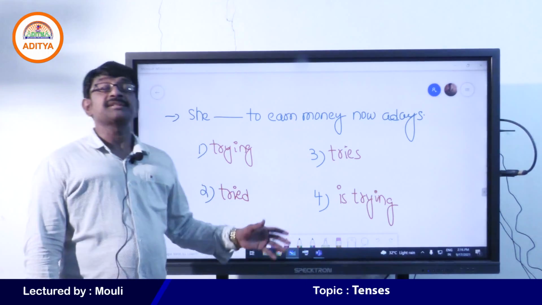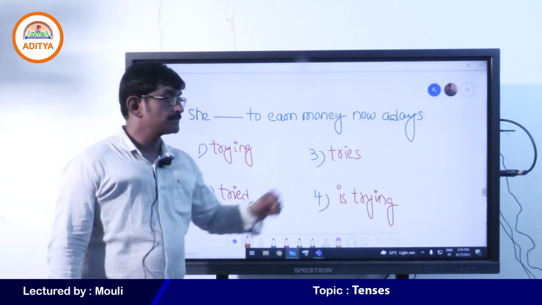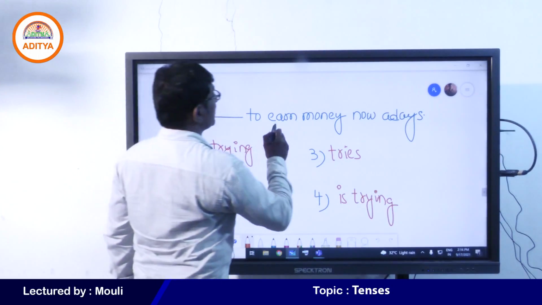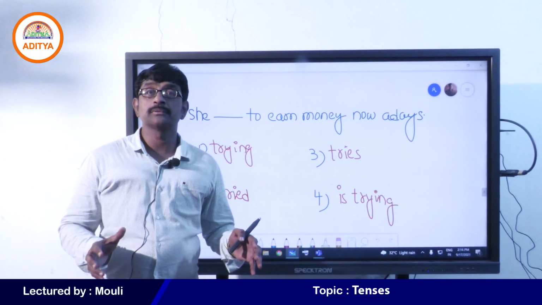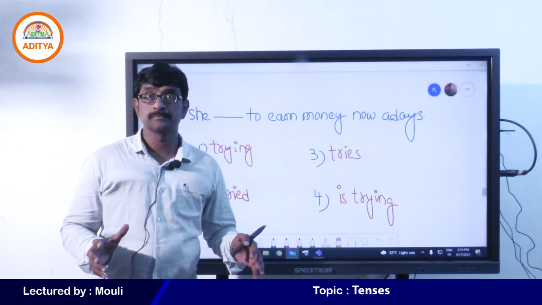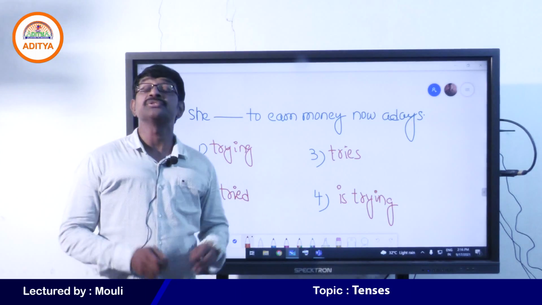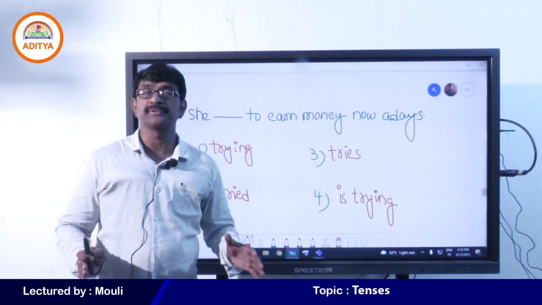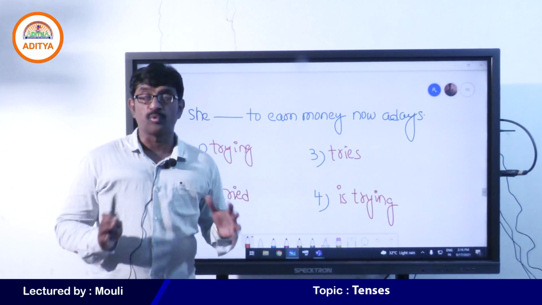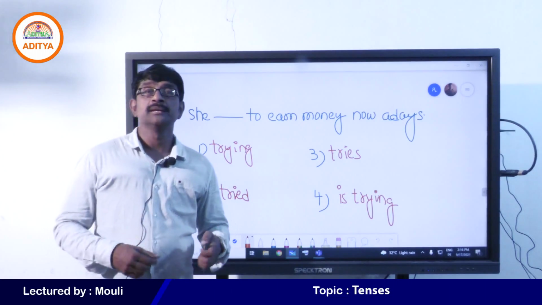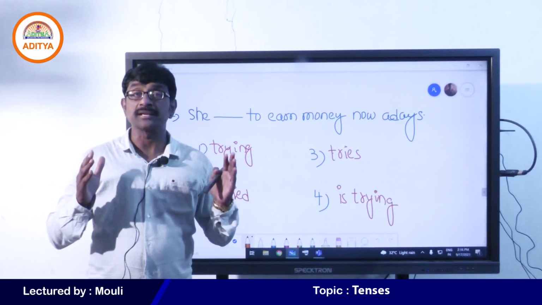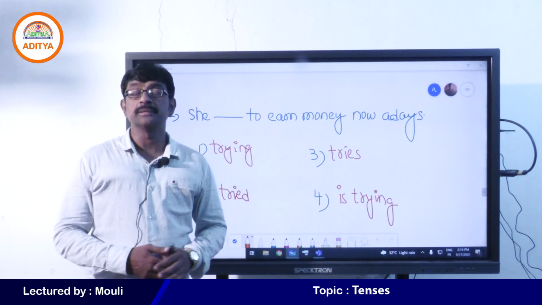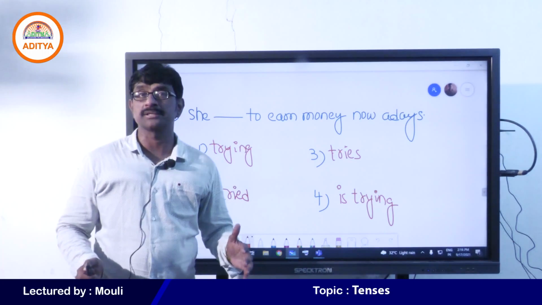Okay students, let us verify this question once. You take now: she dash to earn money nowadays. Most of the people are confused with this. Definitely people are confused with this. What will be the answer? It is a million-dollar question. Though they can speak English, they may not be aware of the right answer here.